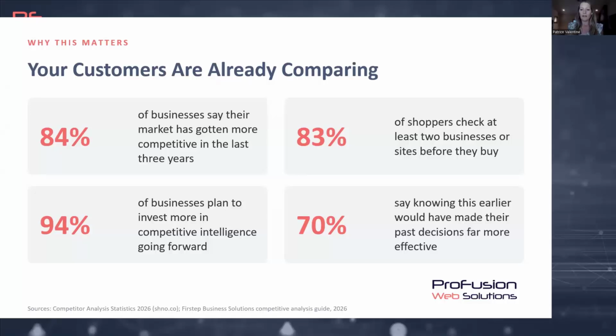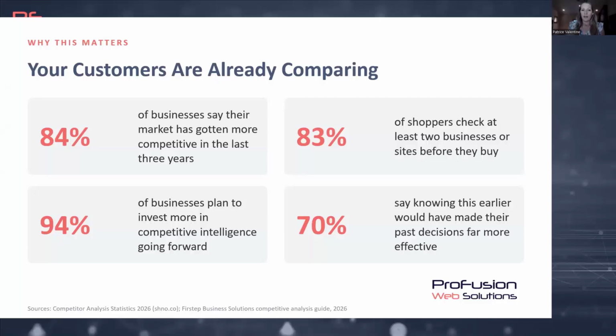84% of businesses say their market has gotten more competitive in the last 3 years. Our market has radically changed in the last 12 months, probably. I know a lot of the businesses we talk to say things are changing so quickly, with new competition that's not even local anymore, but it's hard to tell if it's local or not. So the market is changing super quickly.